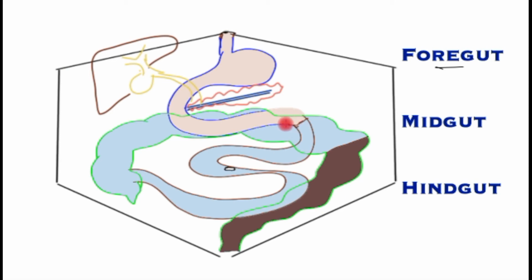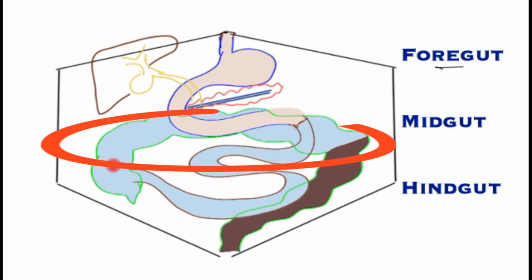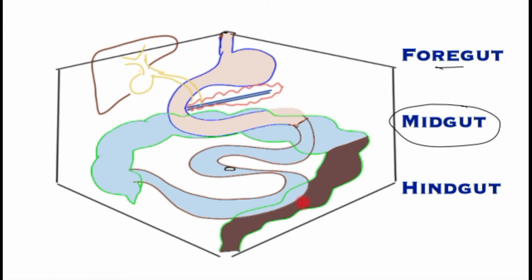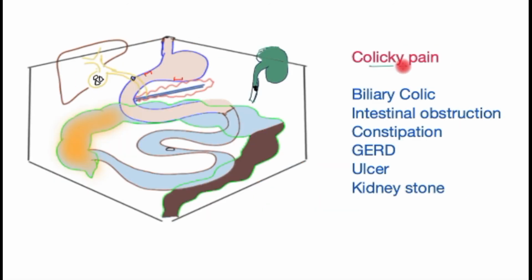The midgut is made up of most of the small bowel, marked out in light blue, as well as the greater part of the colon, and this is the midgut. And finally, the last portion of the bowel in brown is hindgut, and pain over here is going to be lower in the abdomen. So let's look at causes of colicky pain.